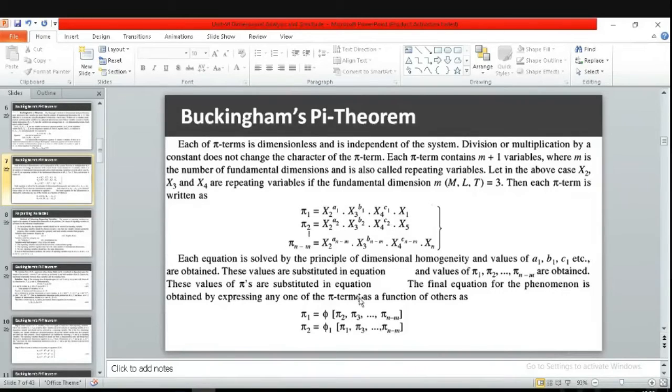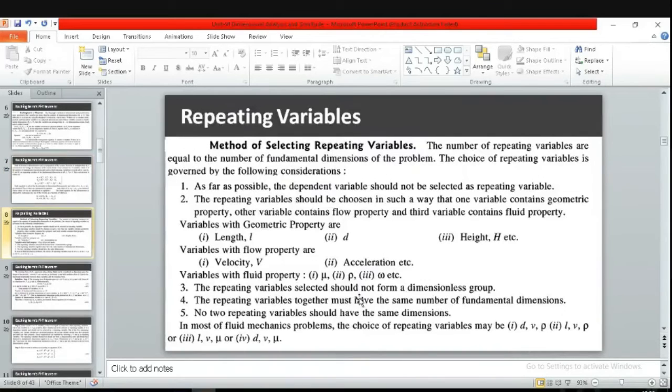Okay, after that, repeating variables. There are some rules for repeating variables. The first repeating variable should indicate the geometry. So it should specify the length, diameter, height, area or volume. Out of these 5-6 properties, you are supposed to select any one property.